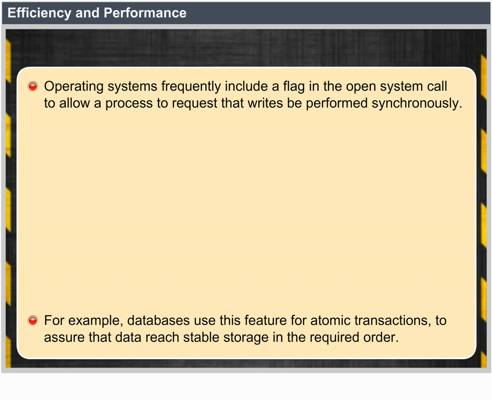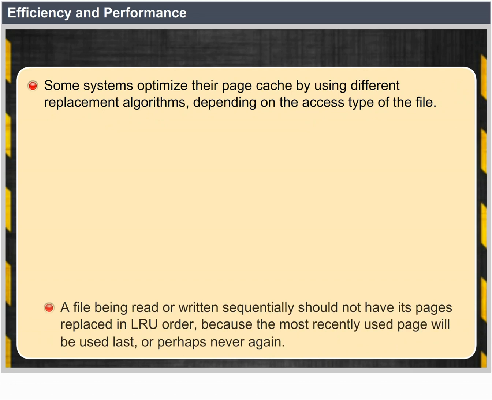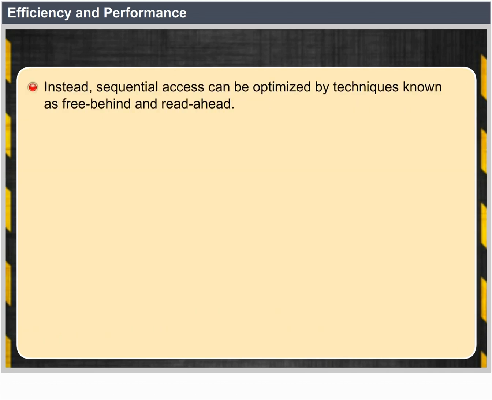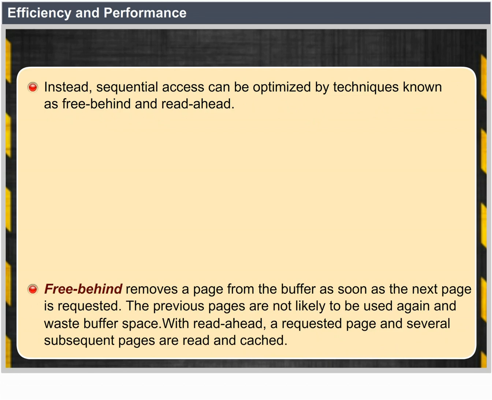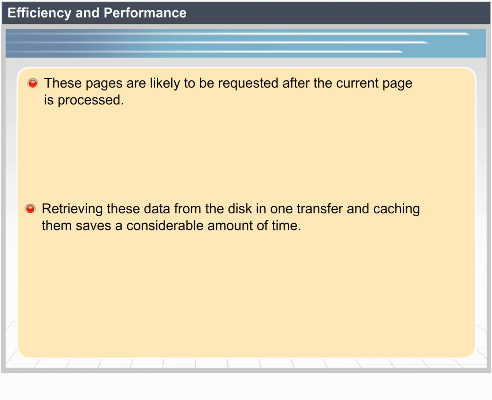Some systems optimize their page cache by using different replacement algorithms depending on the access type of the file. A file being read or written sequentially should not have its pages replaced in LRU order because the most recently used page will be used last or perhaps never again. Instead, sequential access can be optimized by techniques known as free behind and read ahead. Free behind removes a page from the buffer as soon as the next page is requested. The previous pages are not likely to be used again and waste buffer space. With read ahead, a requested page and several subsequent pages are read and cached. These pages are likely to be requested after the current page is processed. Retrieving these data from the disk in one transfer and caching them saves a considerable amount of time.